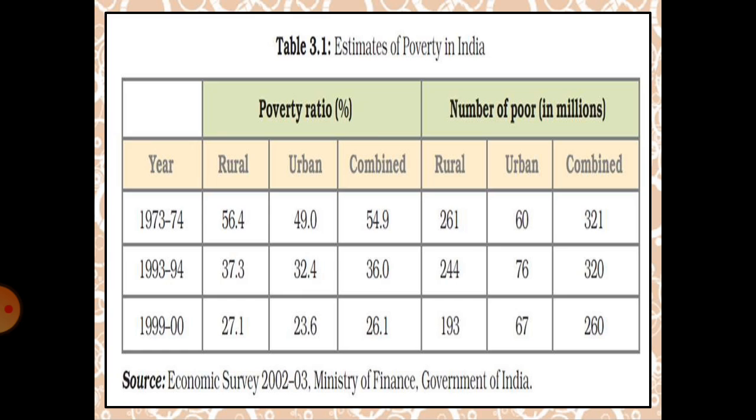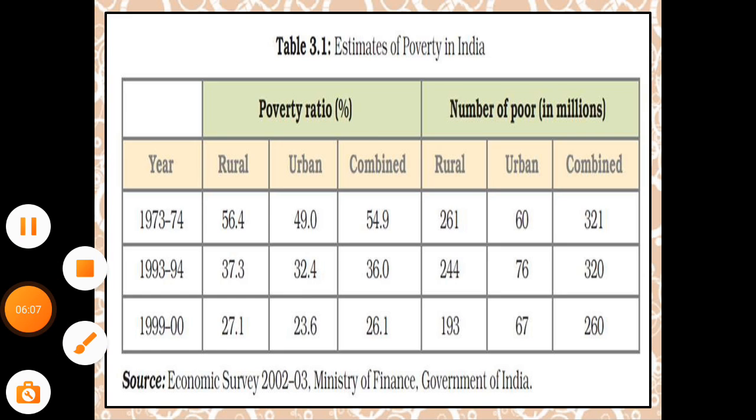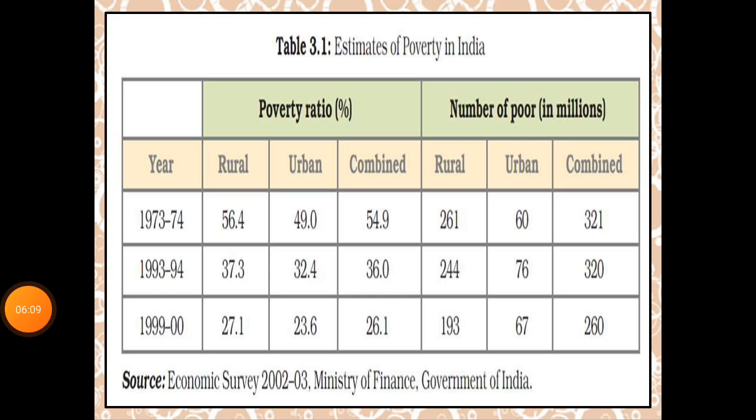You see, the estimate given about poverty in India is also known as the Tendulkar method of calculation. It is also known as the Tendulkar method of calculating the poverty ratio from 1973-74, 1993-94, 1999-2000.